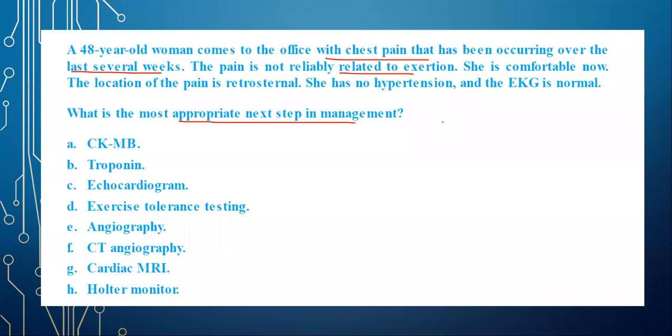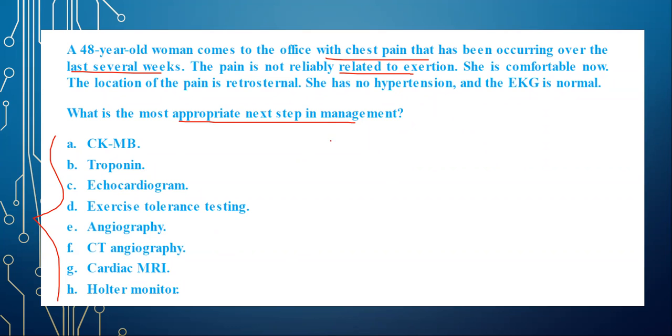Now, basically, there is nothing we need to do because it is unlikely that this is even a case of angina. But again, in the exam, the options matter a lot. What options you have got, based on that, you will have to choose. Now, we haven't got any option that says it is just a reflux case.